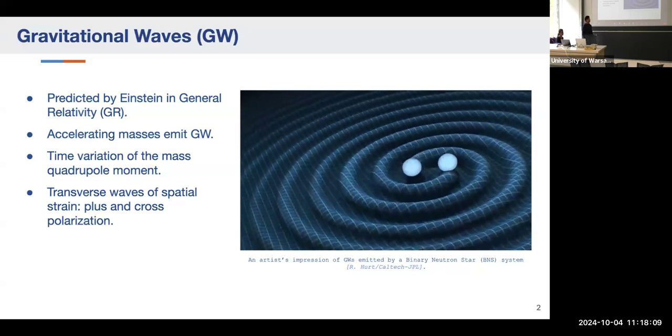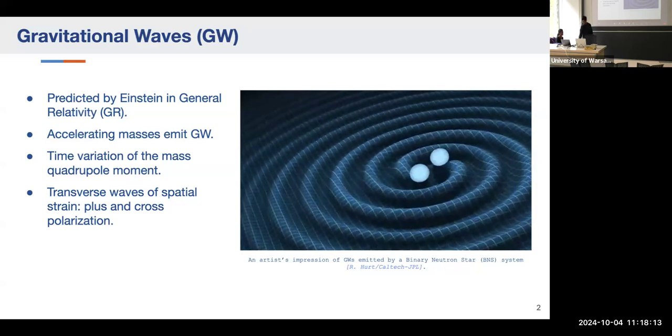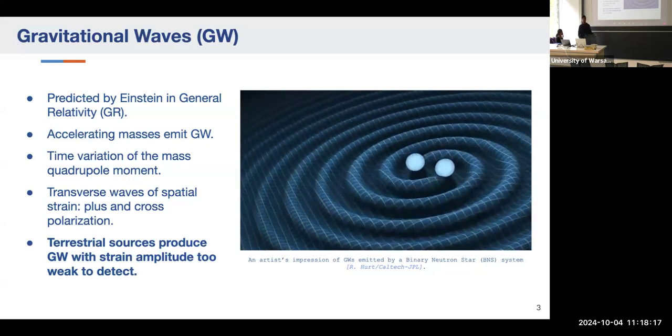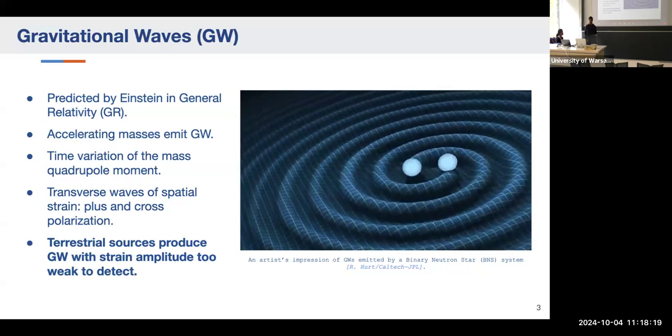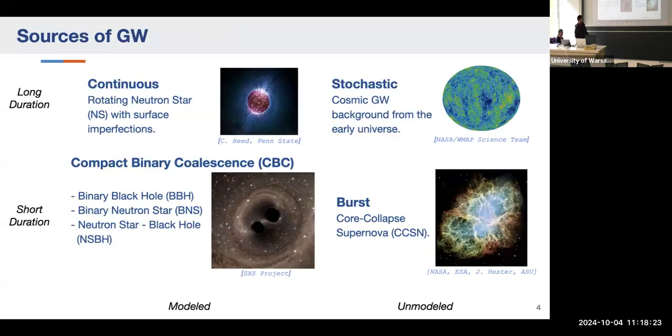So can we have gravitational wave emissions on Earth? Yes, we can. But the terrestrial sources produce gravitational waves that are too weak to be detected. So what sources are we talking about? The sources of gravitational waves that we can detect can be categorized into these four things. Broadly, they are of two types. One is long duration and the other is short duration. So for long duration, we have two types.